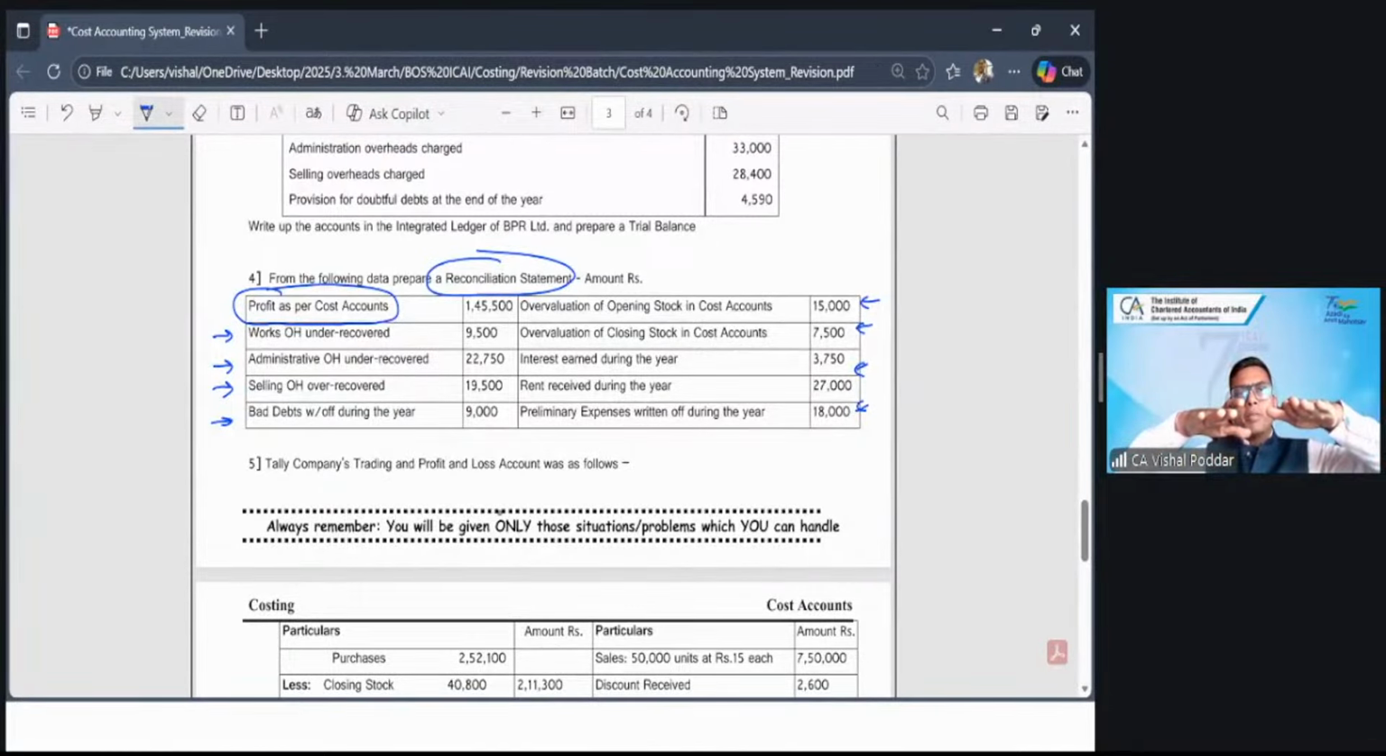So these two hands represent my two levels of profit. Let us say this is profit as per cost accounting. This is profit as per financial accounting. Now what we will do is try to understand the impact of this difference on both these profits, cost accounting and financial accounting. Once you understand the difference on both these profits, you will be able to answer correctly as to whether the difference should be added or subtracted. So let us start.